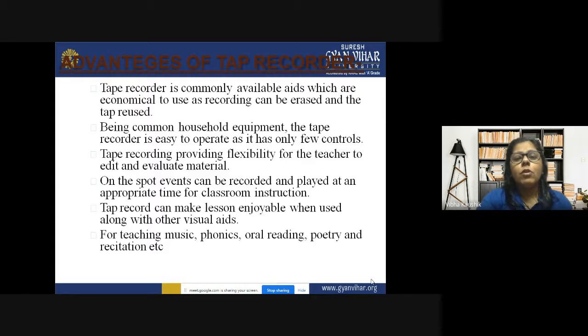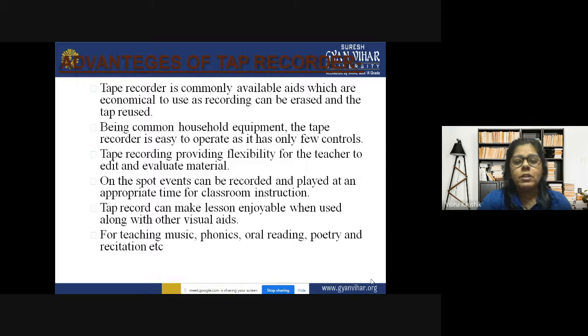Now, advantages of a tape recorder. A tape recorder is commonly and easily available, and economical, not so expensive. The recording can be erased and the tape can be reused. Being common household equipment, the tape recorder is easy to operate as it has only a few controls. Tape recording provides flexibility for the teacher to edit and evaluate the material.